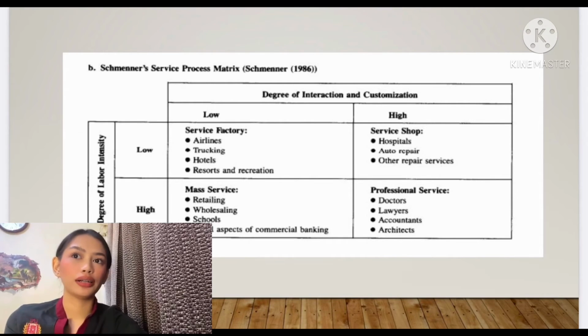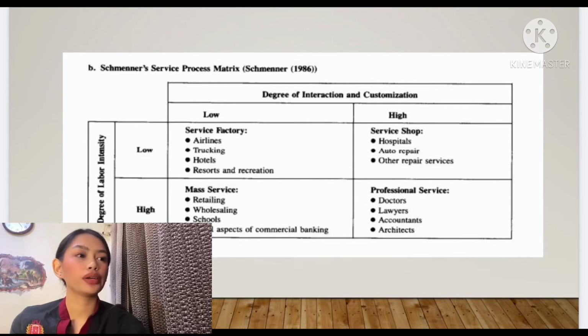The low degree of labor intensity are service factory and service shop. So the logic here is simple. Basically, because they don't require that much labor compared to the mass service and professional service, which require higher labor intensity. So now that we are done with Schmenner's service process matrix, let us now define the customer contact.